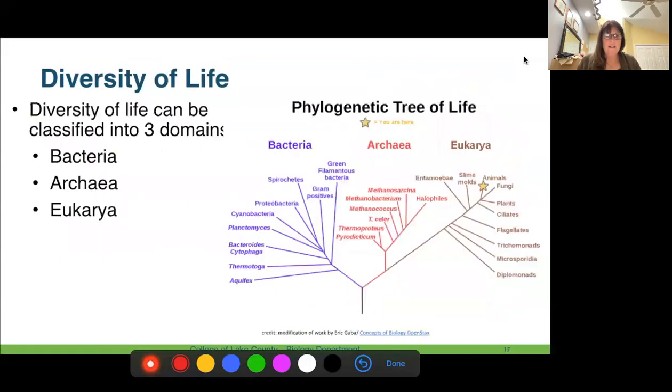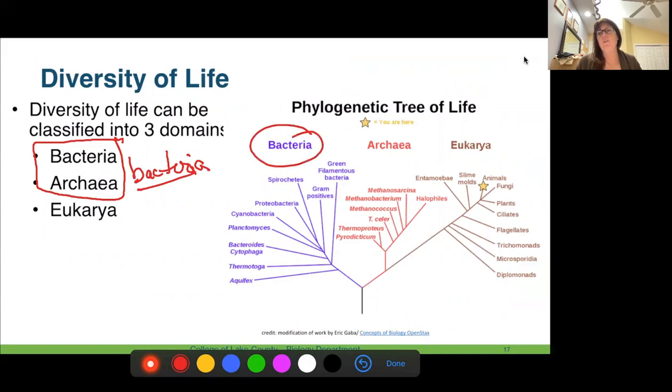And so we classified them into 3 domains. So 3 groups. Of the 3, 2 of these are bacterial cells. Except we found out that the bacterial cells were so different, we had to put them in 2 different domains. We have the regular bacteria, which is what you are familiar with. That is the most common bacteria. So if you've had strep throat or an ear infection or bronchitis, that was just from the domain bacteria.